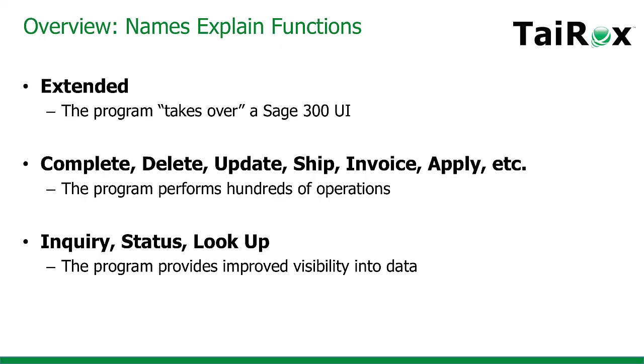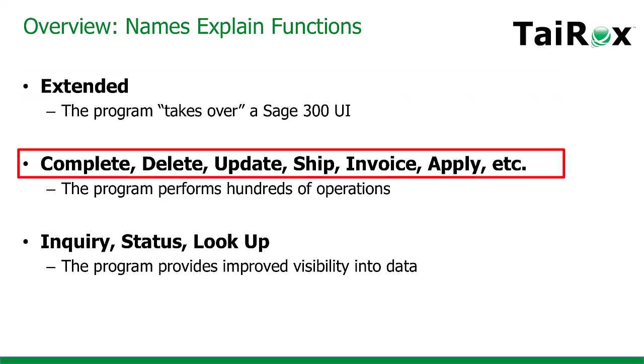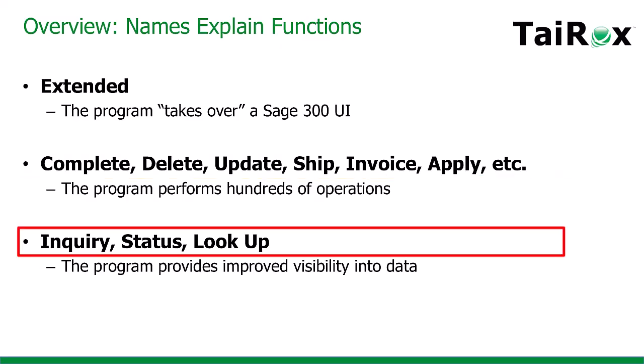Look at the program name to get a sense of what they do. If a program name starts with extended, the program "takes over" a Sage 300 screen, adding SmartFinders, more information, and additional behavior. If the name starts with a verb such as complete, delete, update, ship, or invoice, this means that the program will do hundreds of operations at a time so that users don't need to do them one at a time. The names like inquiry status or lookup display information.